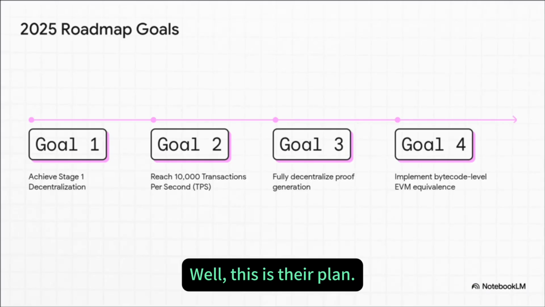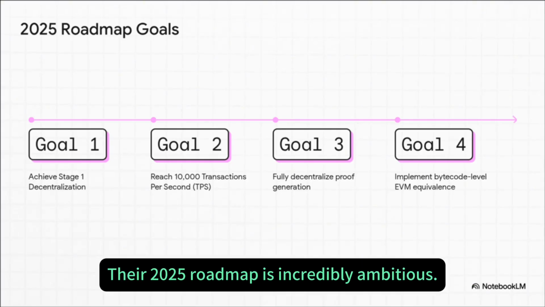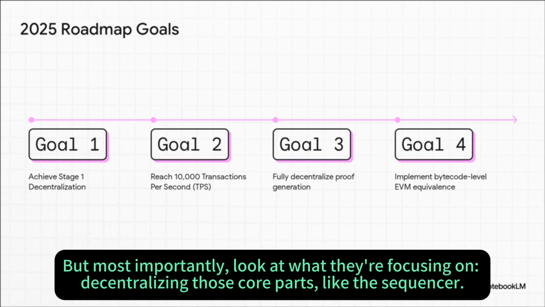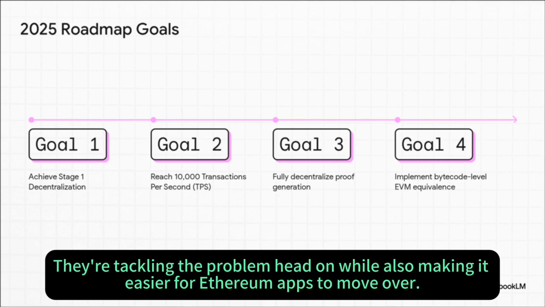Well, this is their plan. Their 2025 roadmap is incredibly ambitious. They're shooting for a massive performance jump, 10,000 transactions a second. But most importantly, look at what they're focusing on, decentralizing those core parts, like the sequencer. They're tackling the problem head-on while also making it easier for Ethereum apps to move over.